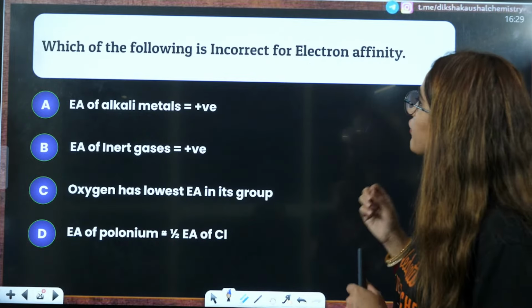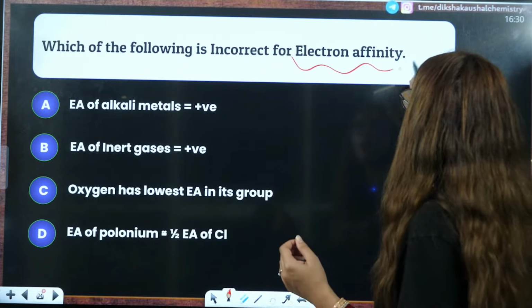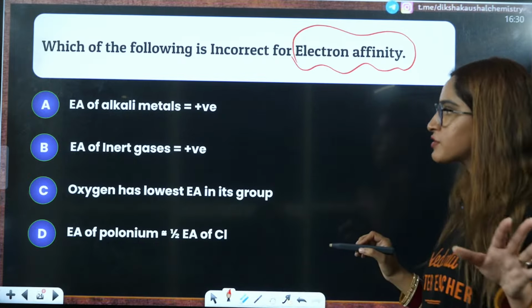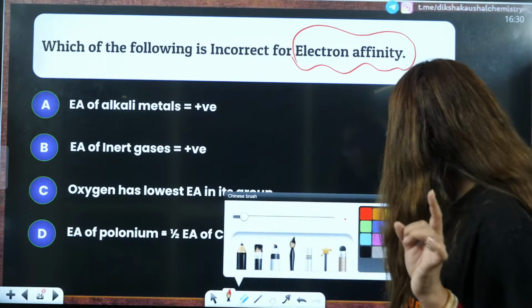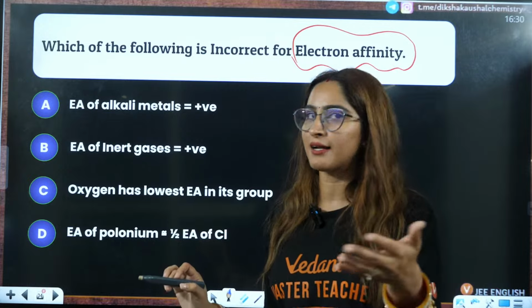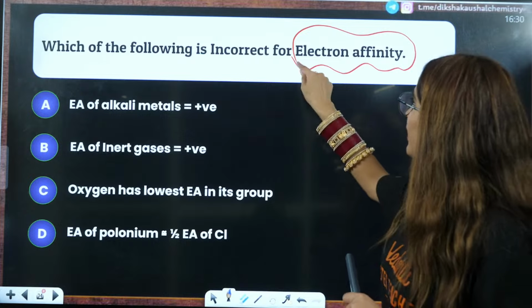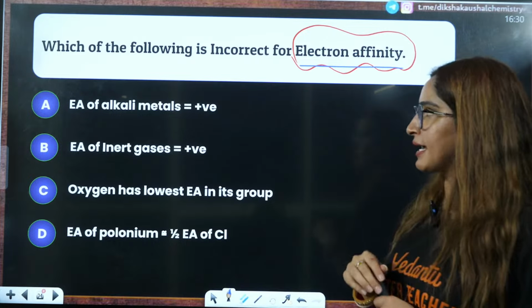Next is, which of the following is incorrect for electron affinity? This they have asked you in 2 to 3 shifts till now. So regarding electron affinity, which order is incorrect, these kinds of questions. So this question also they can ask you, which of the following is incorrect for electron affinity?